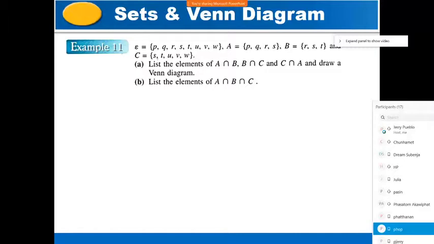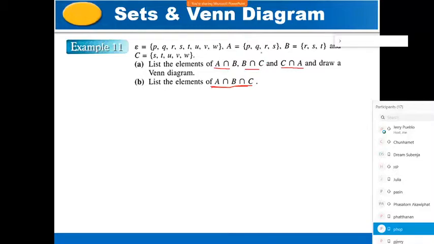Okay, example 11. We have a universal set PQRSTUVW, where set A is PQRS, set B is RST, and set C is STUVW. List the elements of A intersect B, B intersect C, C intersect A, and draw a Venn diagram. And list the elements of A intersect B intersect C. We will find out this one, this, and this one. Now, this is our question, and we need to answer.